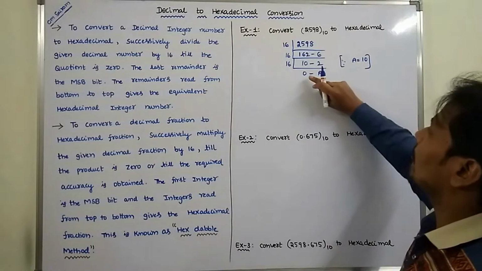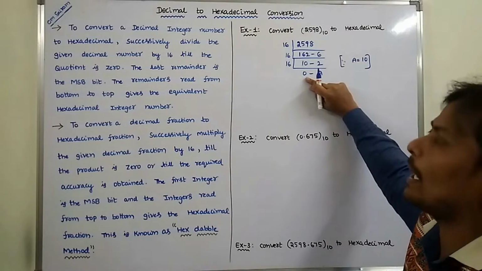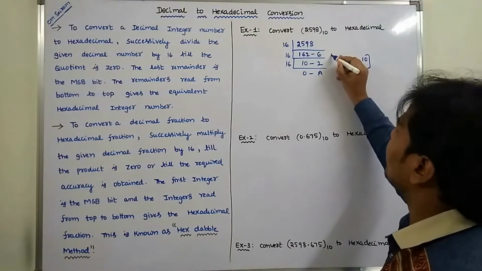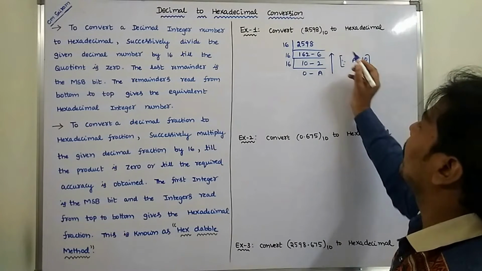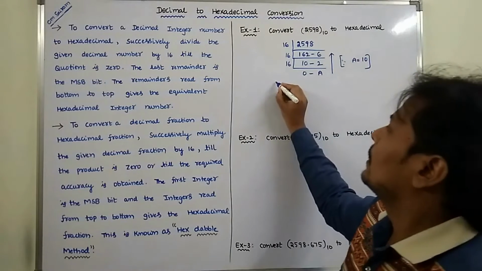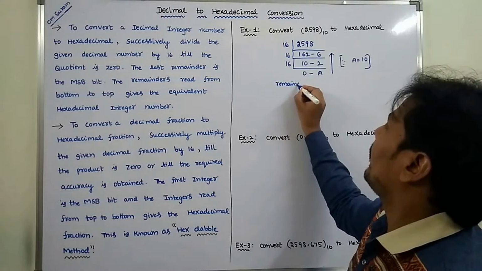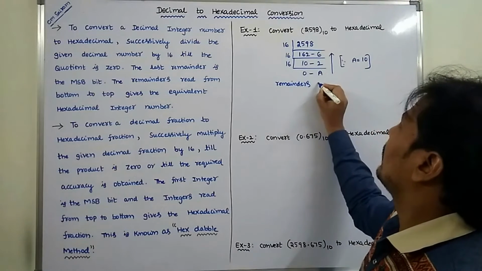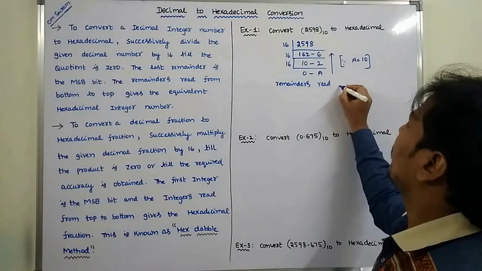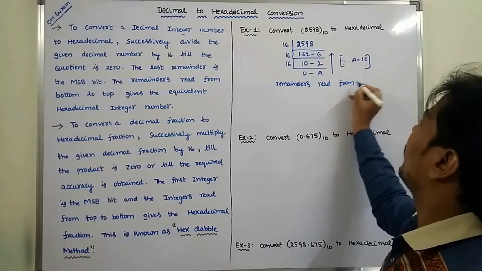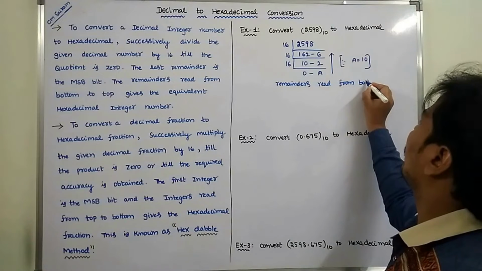So here, once the quotient 0 is obtained, we have to write the remainders from bottom to top. Remainders are read from bottom to top.